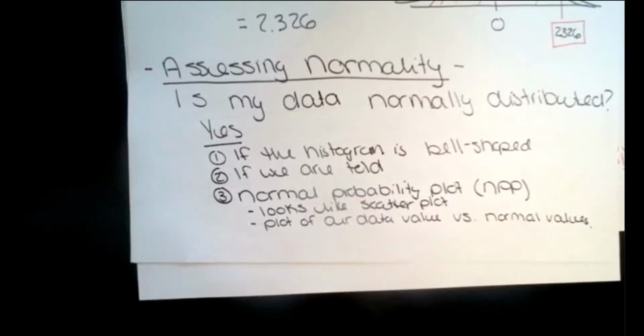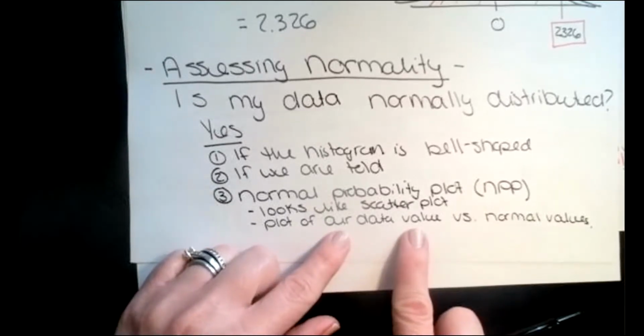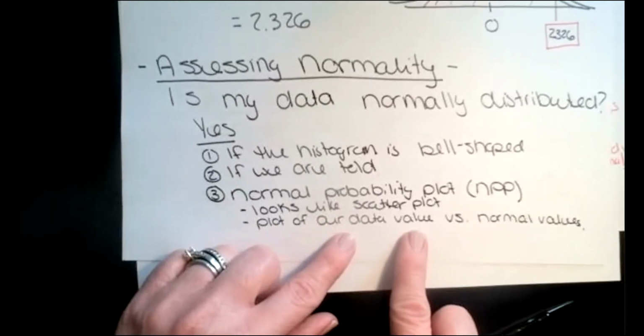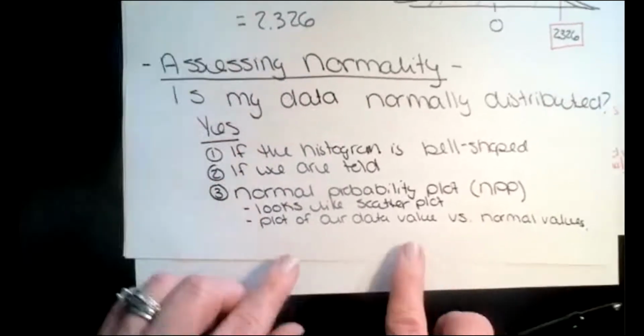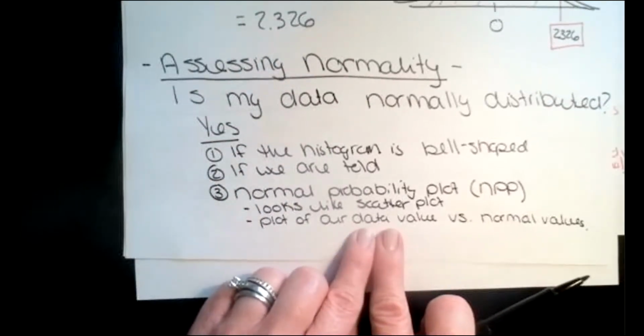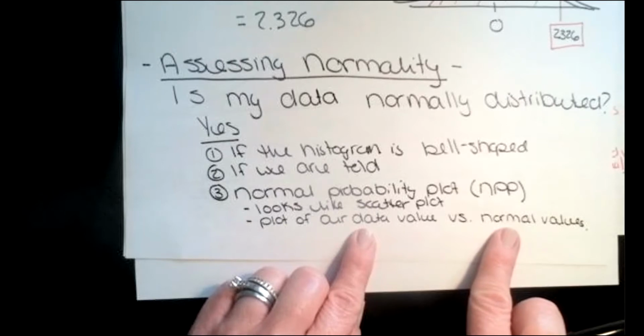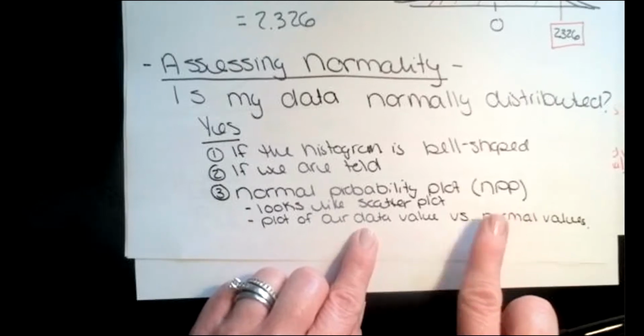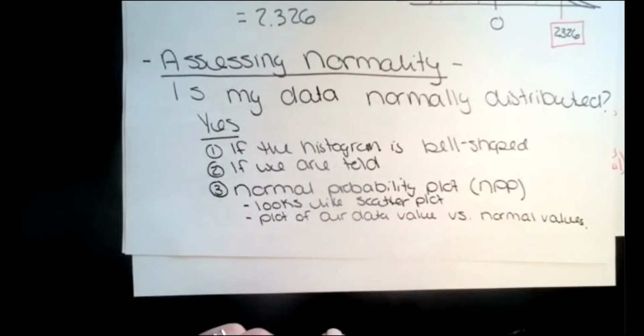So what happens is our technology takes our data values and it finds what would be normal for our data. Meaning it probably finds like the center and the spread, right? And if it was normal, how it would be distributed, and then it plots our points versus the normal values, okay? What should be normal for this overall data set.